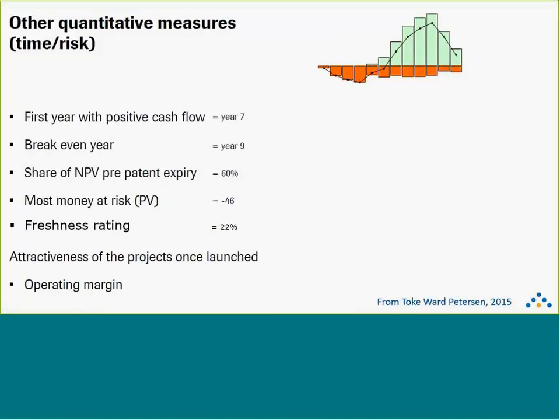And then finally, a series of other cash flow-based measures such as the first year with positive cash flow, break-even year, most money at risk, and then a freshness rating, looking at the percentage of revenue from new products, say in year 3 or year 5, after a given set of launches have occurred.